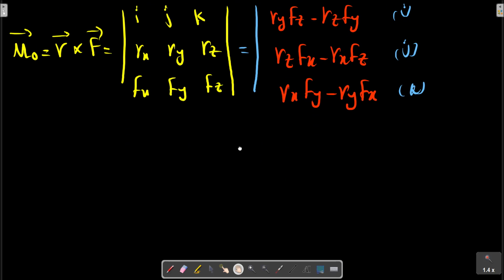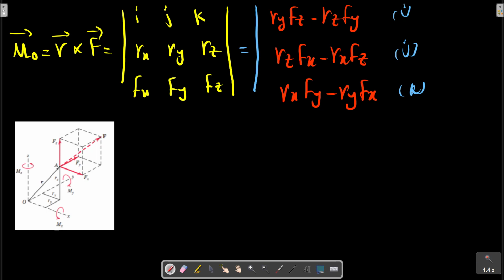This cross product can be shown in this picture. For the i direction, we choose first i and eliminate this column and row and calculate its determinant. And for j, we eliminate this row and calculate the determinant with a minus sign. And for k, we also do the same process. The next section is the moment about an arbitrary axis.